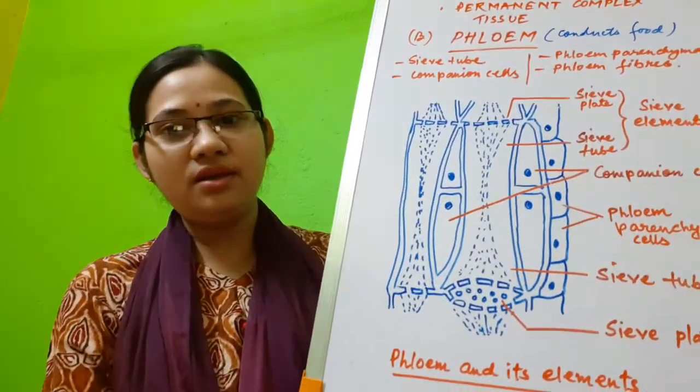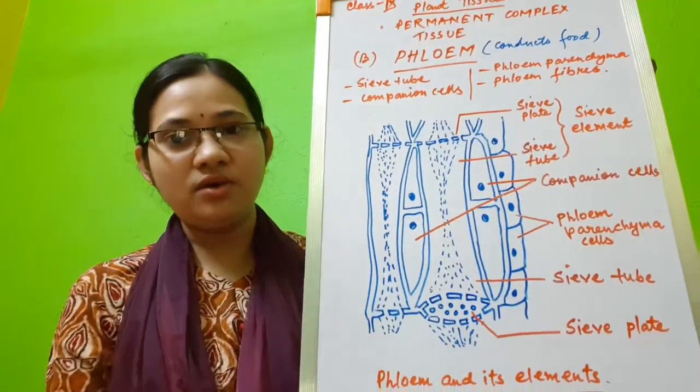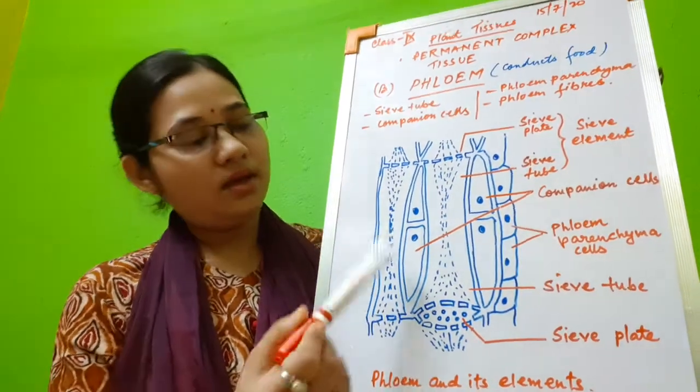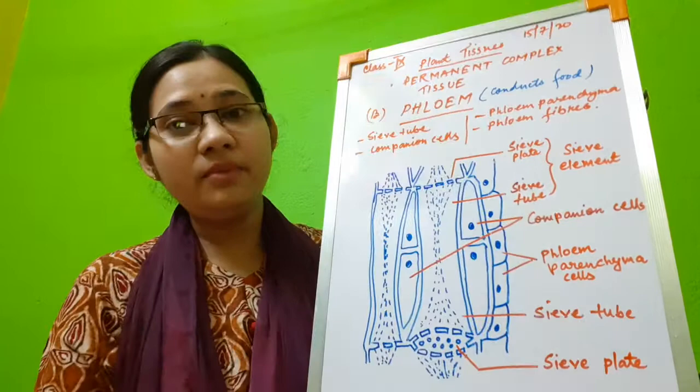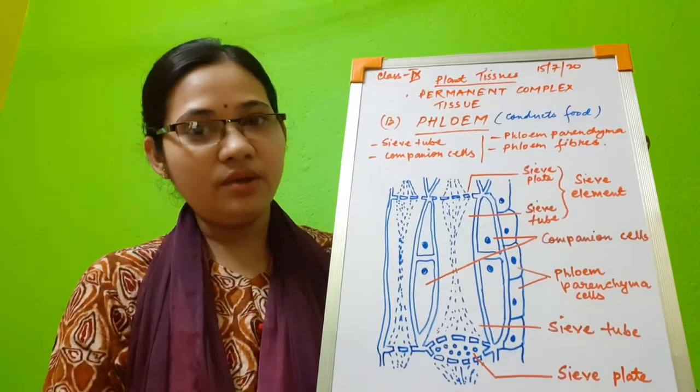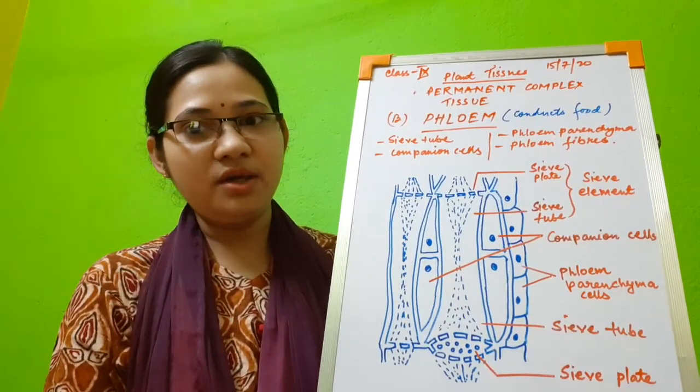So please practice this diagram and draw it in your class copy. I will also upload the functions of these 4 elements of phloem. Please go through them, learn them, and write them in your class copy as well.